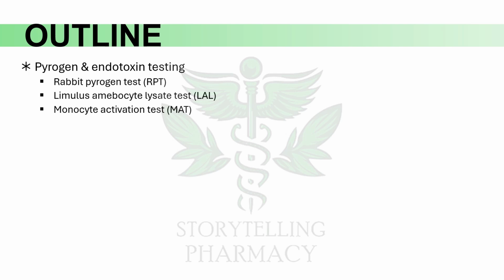This will be the last video in the Parenteral Dosage Forms series, and we're going to discuss the different types of tests we can carry out to determine the presence of pyrogens and endotoxins. There are three main methods, the two traditional ones being the rabbit pyrogen test and the Limulus amebocyte lysate test, and one more recent method being the Monocyte activation test.